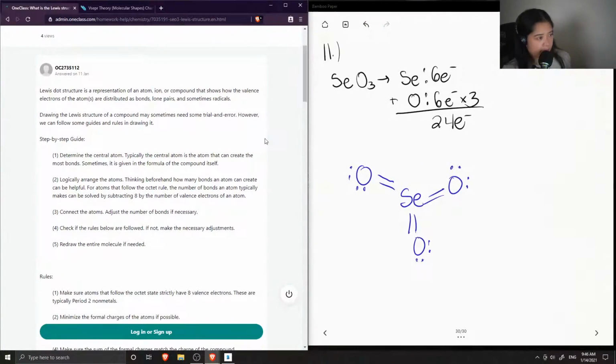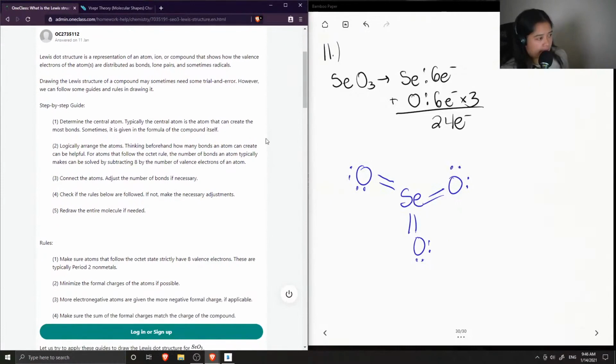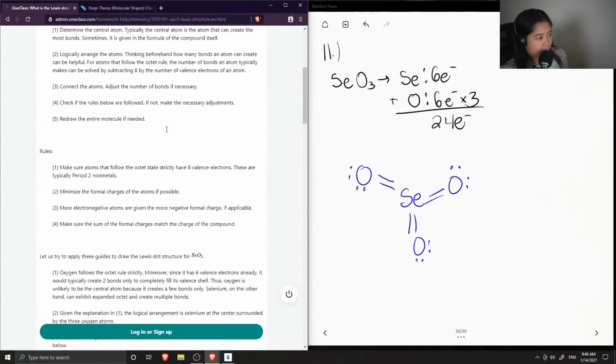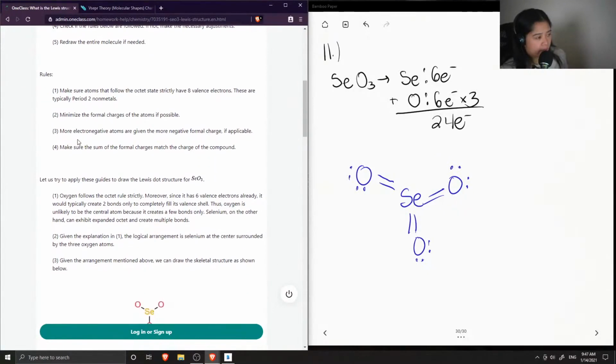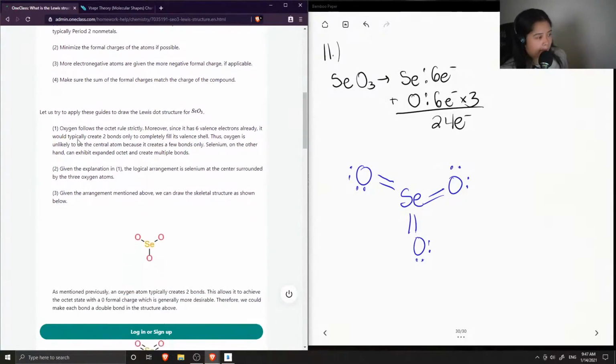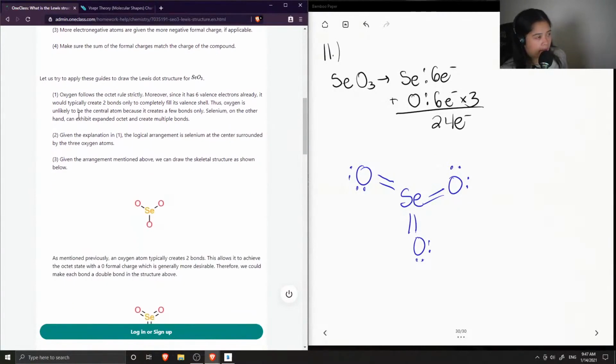And let's see what the junior tutor said. They have their step-by-step guide. Make sure the atoms follow the octet. Strictly have 8 valence electrons. Minimize the formal charge if possible. And now they applied it to the question.